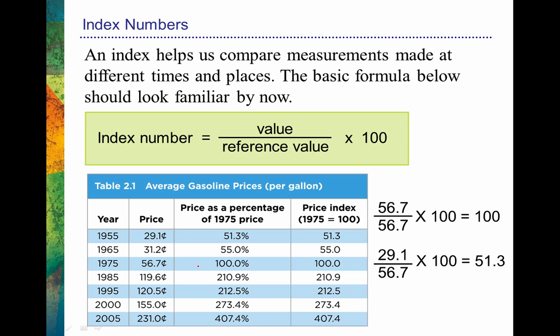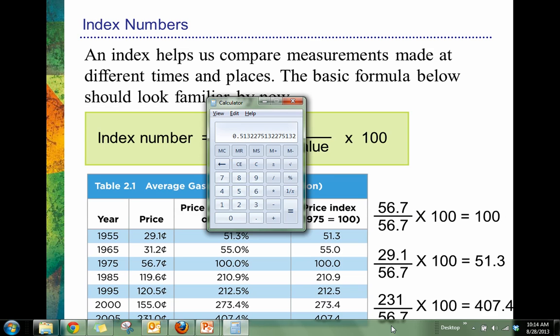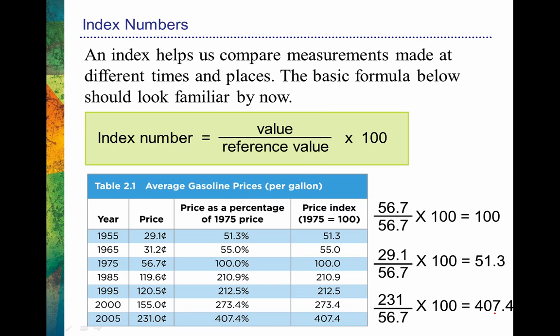So let's see what we find. We've got the 231 cents from 2005. We're comparing that to our baseline, 56.7 cents. We'll just verify this with our calculator real quickly. So we have 231 divided by 56.7, and that equals 4.07. We're going to multiply that by 100. We have 407.4. Okay, and that's what we have listed right here. So that makes sense for how we got these numbers.